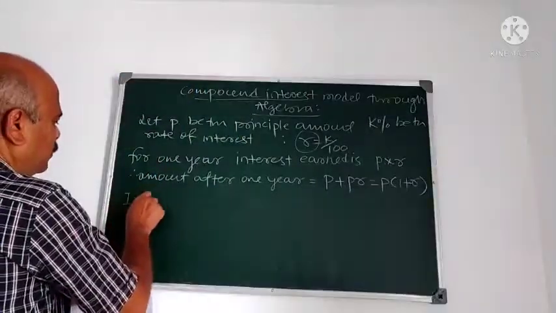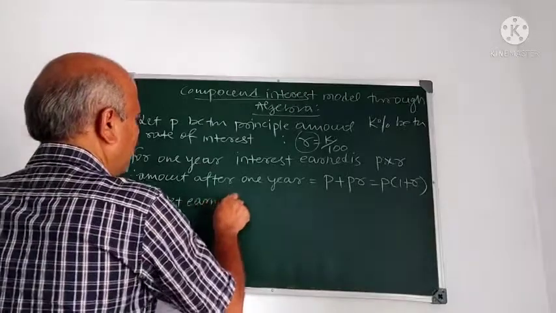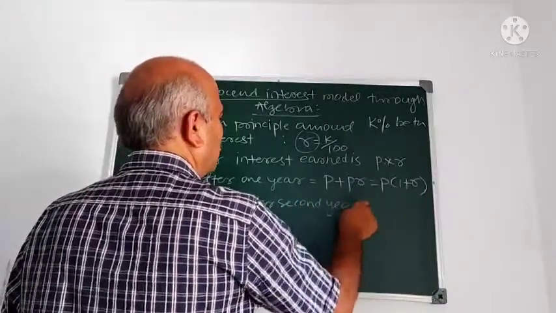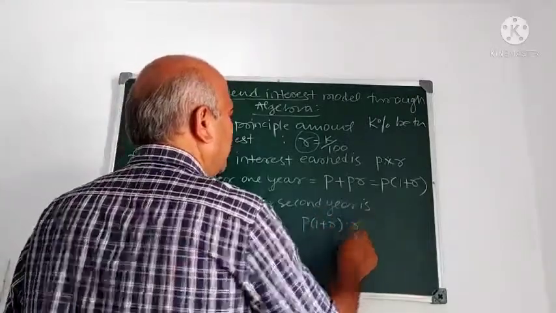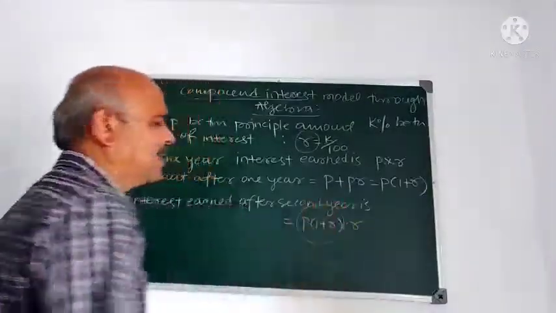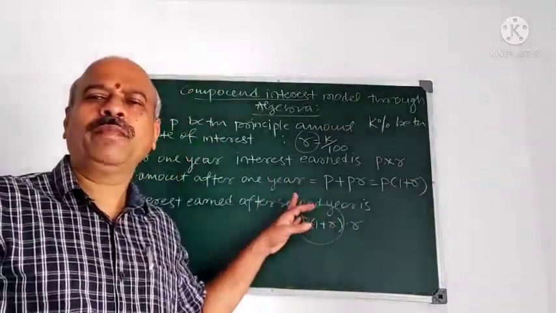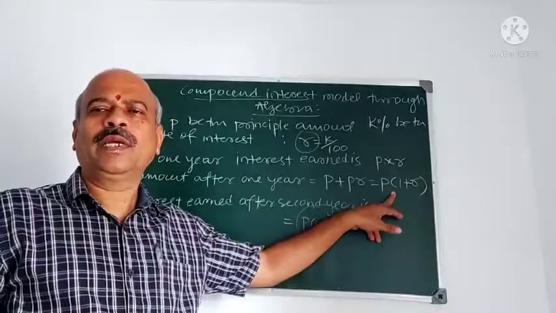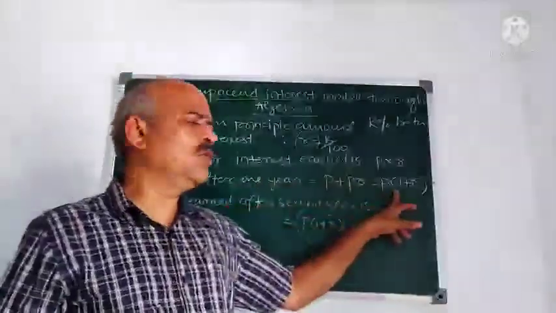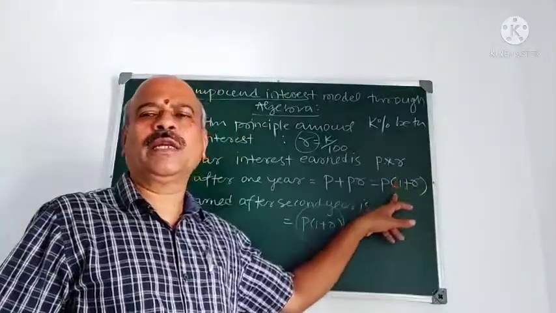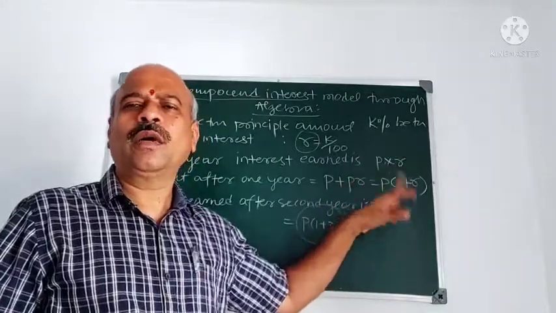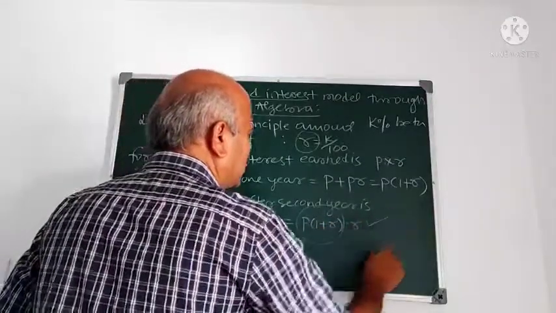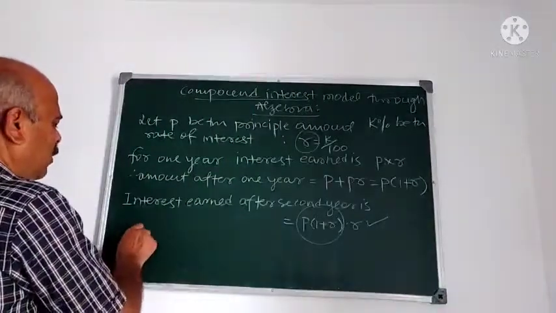Interest earned after the second year, or at the end of the second year, is P into 1 plus R into R. Because for the second year, if the interest is calculated compoundly, then the principal amount will be P into 1 plus R. At the end of the first year, the amount is P into 1 plus R, and this becomes the capital for the second year, because interest is occurred compoundly. So, at the end of the second year, interest earned is P into 1 plus R into R.